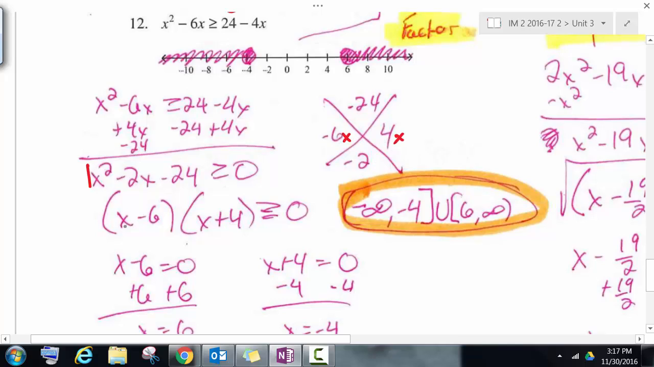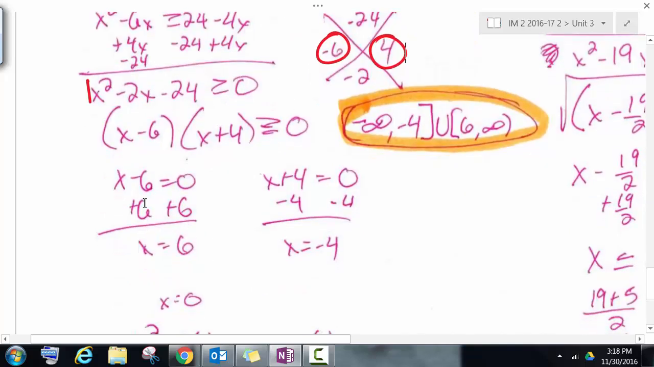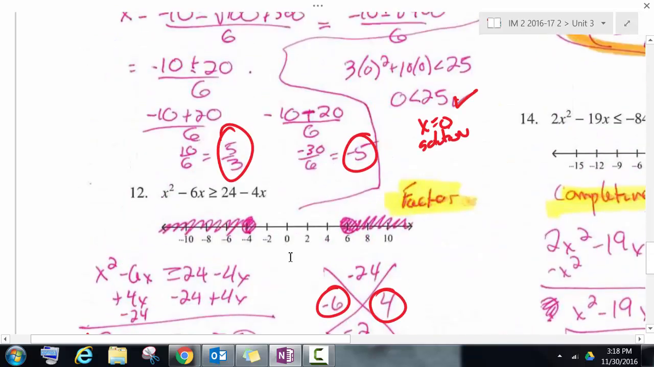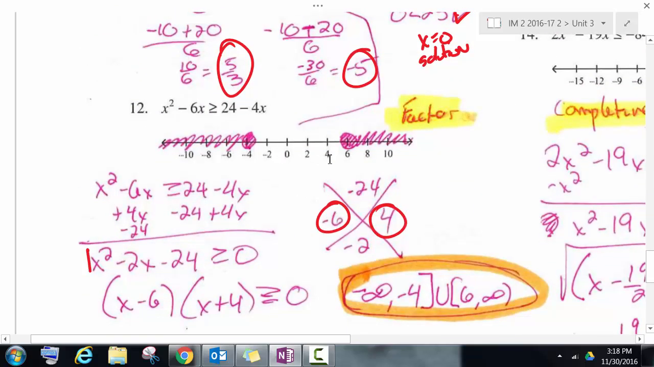But because a is 1, I can skip right to here. So it's x minus 6 and x plus 4. I guess I don't really need these x's because I'm using my shortcut because a is 1. So x minus 6, x plus 4. I set both those equal to 0. Here I add 6 to both sides, x equals 6. I subtract 4 from both sides, x equals -4. So my zeros are at -4 and 6.